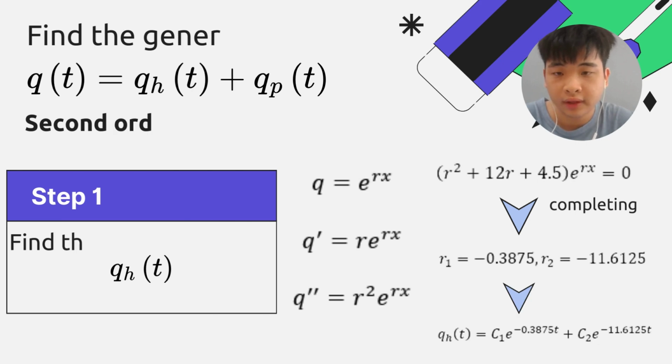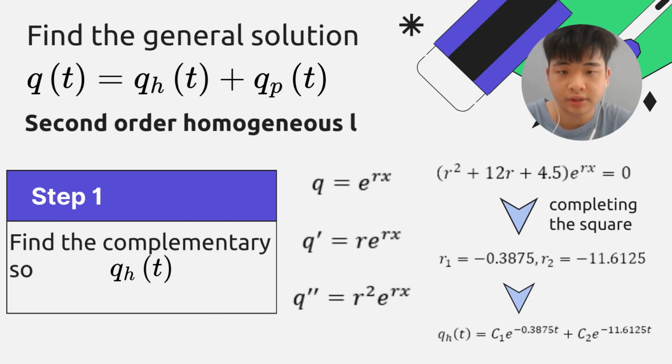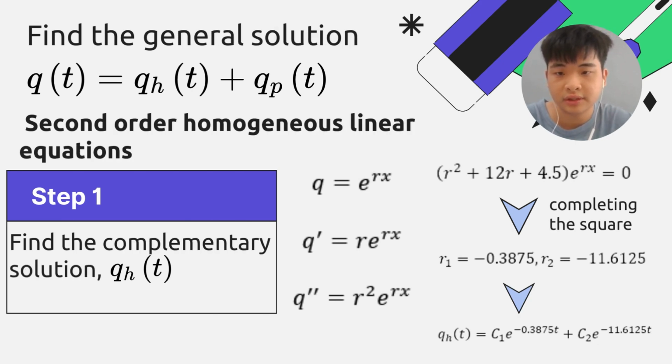Now we are going to find the general solution for the reactive potential. The first step is to solve the second order homogeneous linear equation by finding its complementary solution. First, we assume q equal to e power of rx, q prime equal to r e power of rx, and q prime prime equal to r square e power of rx.